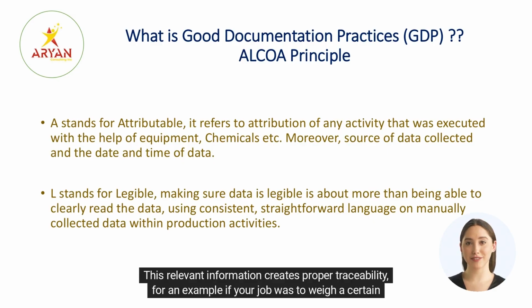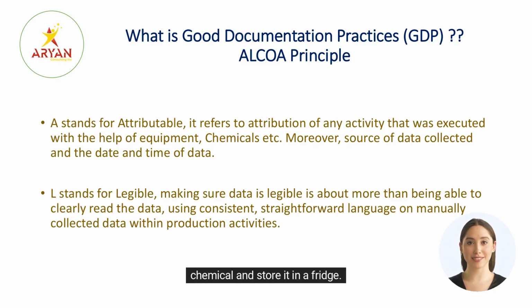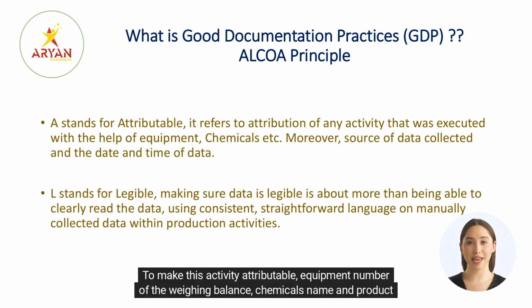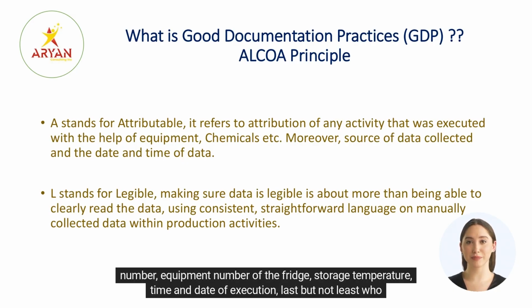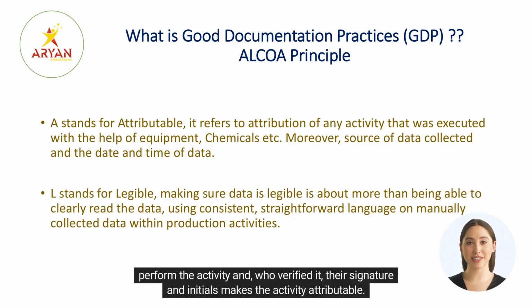For example, if your job was to weigh a certain chemical and store it in a fridge, to make this activity attributable: the equipment number of the weighing balance, the chemical's name and product number, the equipment number of the fridge, the storage temperature, the time and date of execution, and last but not least, who performed the activity and who verified it. Their signature and initials make the activity attributable.